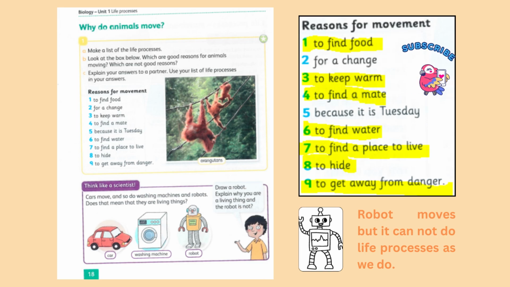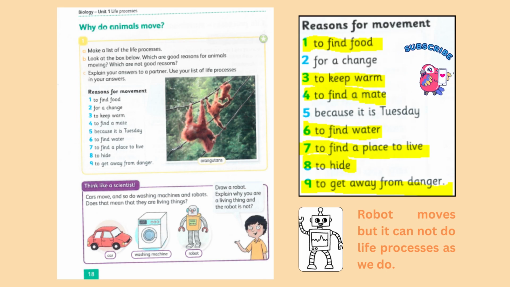We have done it. Look at the box below, which are good reasons for animals moving, which are not good reasons. Explain your answer to partner. Use your list of life processes in your answer. Reasons for movement: number one, to find food, for a change, to keep warm, to find a mate, because it is a Tuesday, to find water, to find a place to live, to hide, to get away from danger. So you have to choose good one.